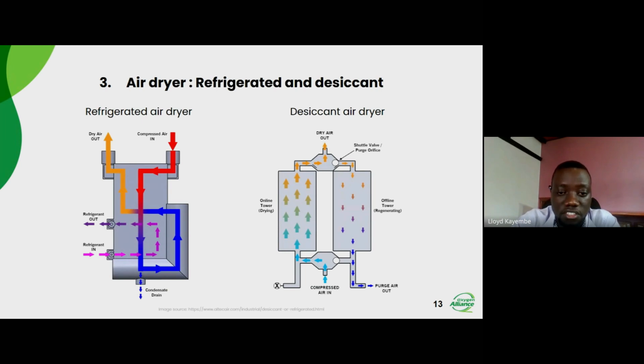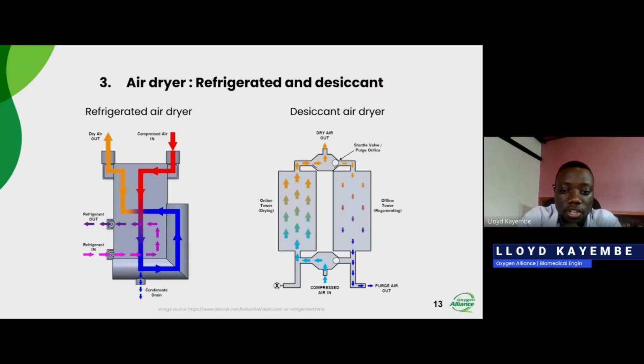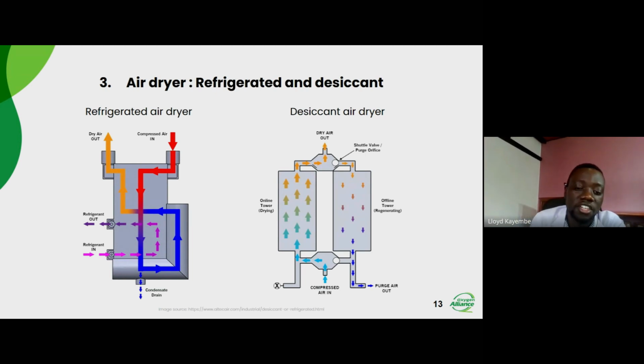A desiccant air dryer uses a solid desiccant material such as silica gel to absorb moisture from the compressed air. They consist of two vessels filled with the desiccant materials. When in operation, one vessel is actively drying the airstream passing through it, while the other is being purged with a small portion of the dry air, hence regenerating the desiccant material. This operation is done in a cyclic manner, alternating between drying and regeneration cycles of the desiccants.